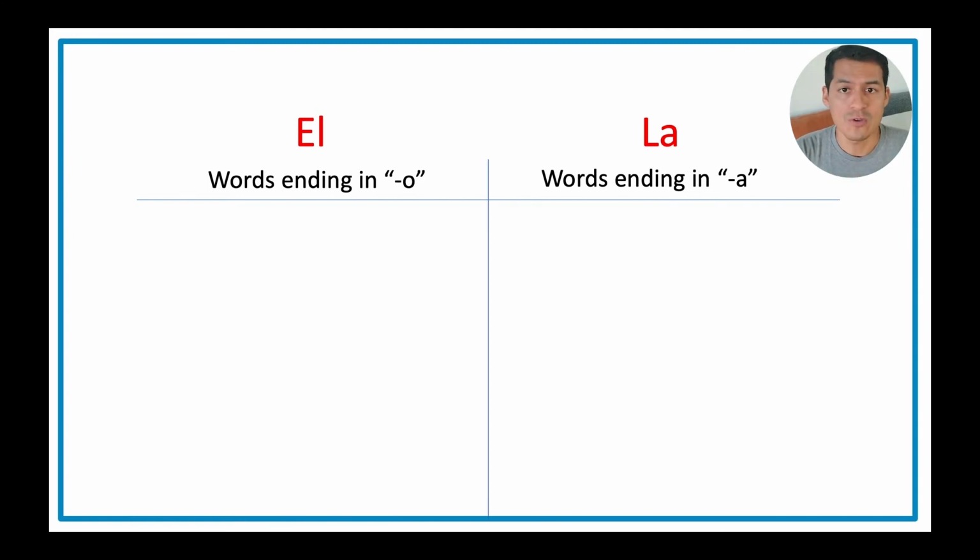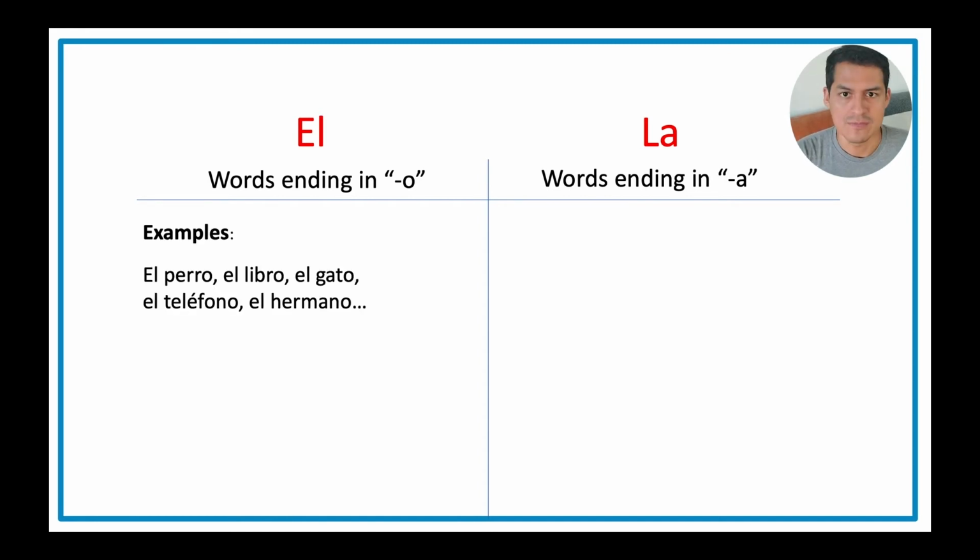First, words ending in O will be masculine and use el. For example, el perro, el libro, el gato, el teléfono, el hermano. Now, that's the general rule.